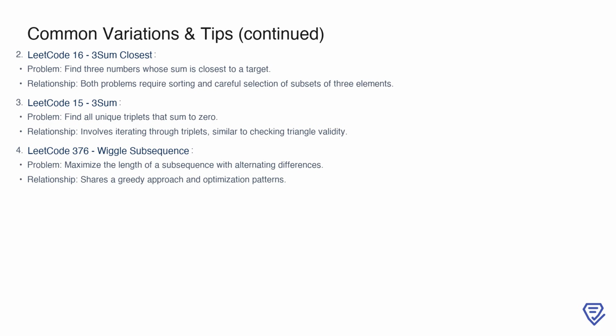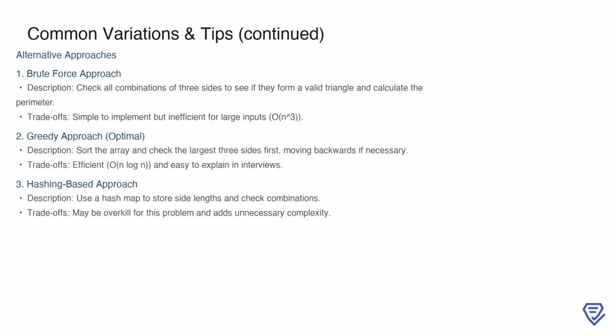Similarly, LeetCode 15, the three-sum problem, focuses on finding all unique triplets that sum to 0. This also requires iterating through triplets and selecting valid combinations. Another interesting problem is LeetCode 376, wiggle subsequence, where the goal is to maximize the length of a subsequence with alternating differences. While the context is different, it shares the use of greedy strategies and optimization techniques, which are central to solving problems efficiently. When considering alternative approaches, the brute force method is the simplest to understand.